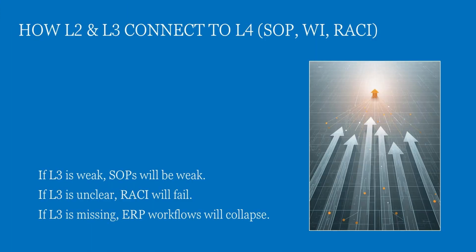How L2 and L3 connect to L4? Let us understand this. This is where maturity shows. L2 gives the structure, L3 gives execution clarity, and L4 documents operationalize it. If L3 is weak, SOPs will be weak. If L3 is unclear, RACI will fail. If L3 is missing, ERP workflow will collapse. Everything starts from good L2 and L3 maps.